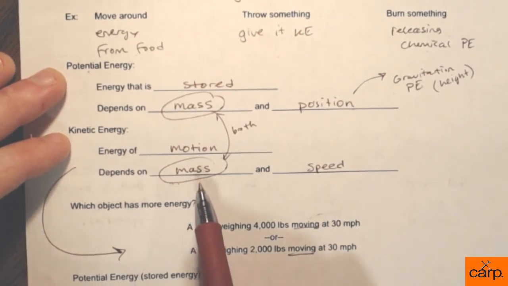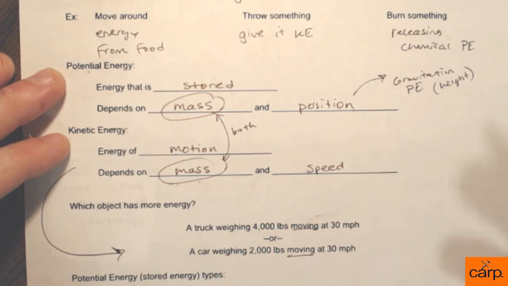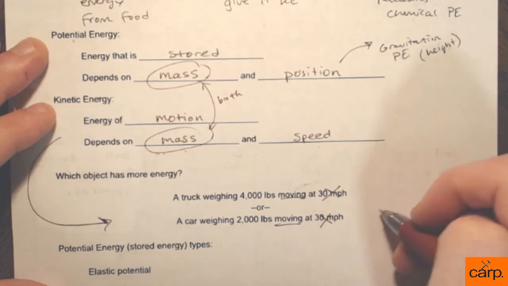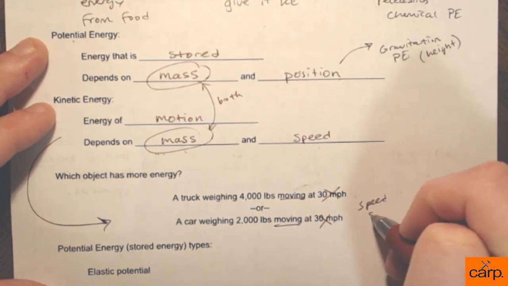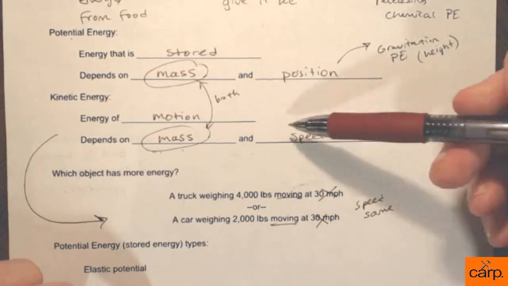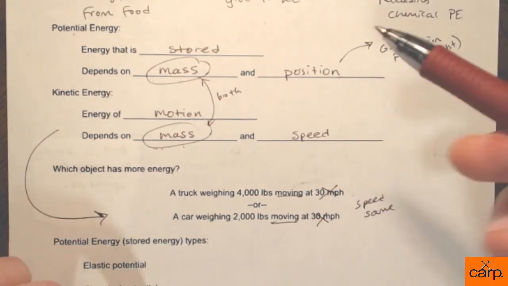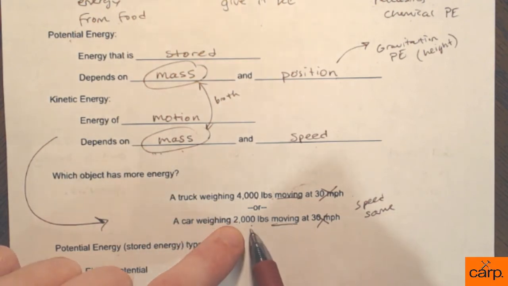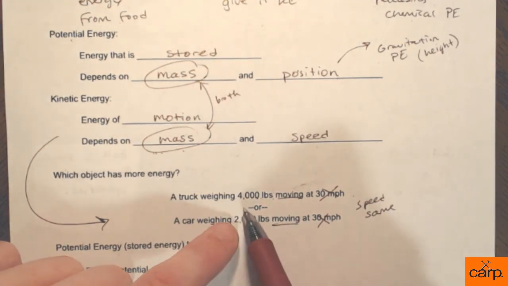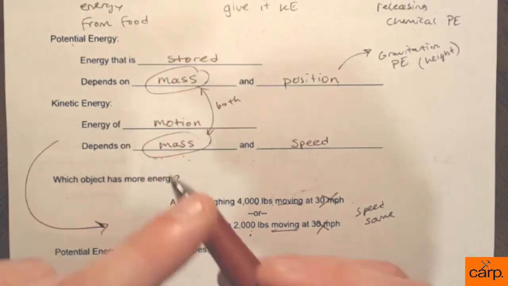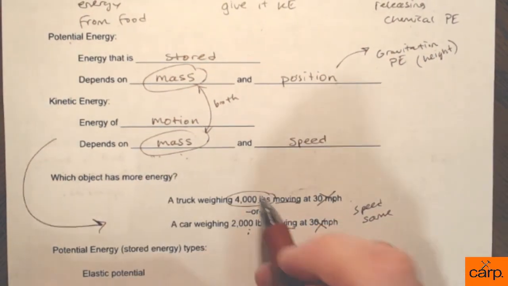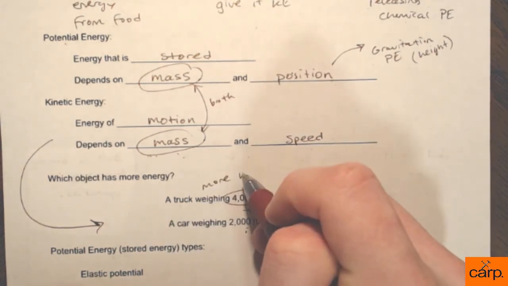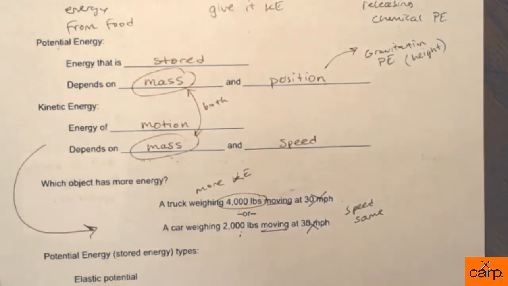And notice, we can look at its mass or speed. Well, their speeds are the same. They're both moving at 30 miles per hour. So that's not going to tell us anything about which one has more kinetic energy. So then let's look at the mass. There's a truck that weighs 4,000 pounds and a car that weighs 2,000 pounds. If it has more mass, it's also going to have more kinetic energy. So the 4,000 pounds tells us that the truck has more kinetic energy because it weighs more.